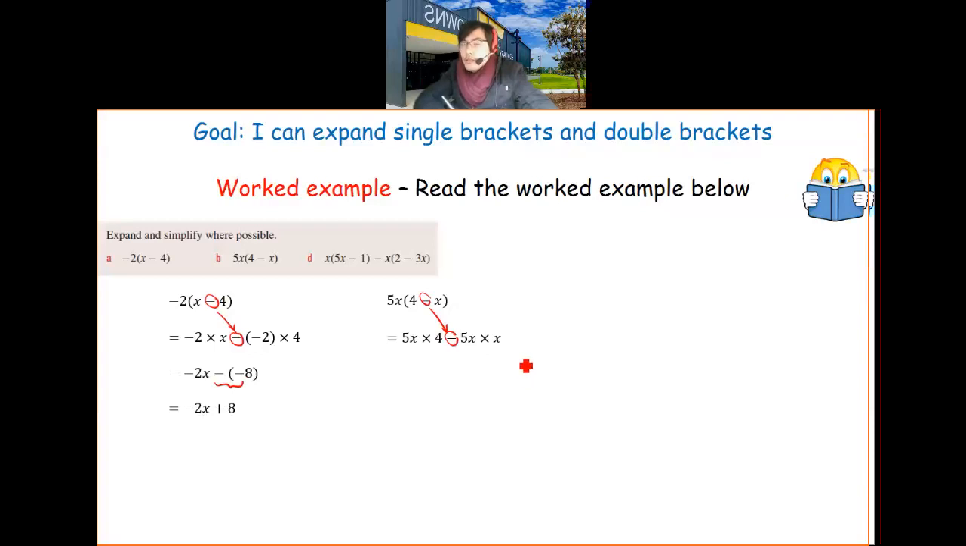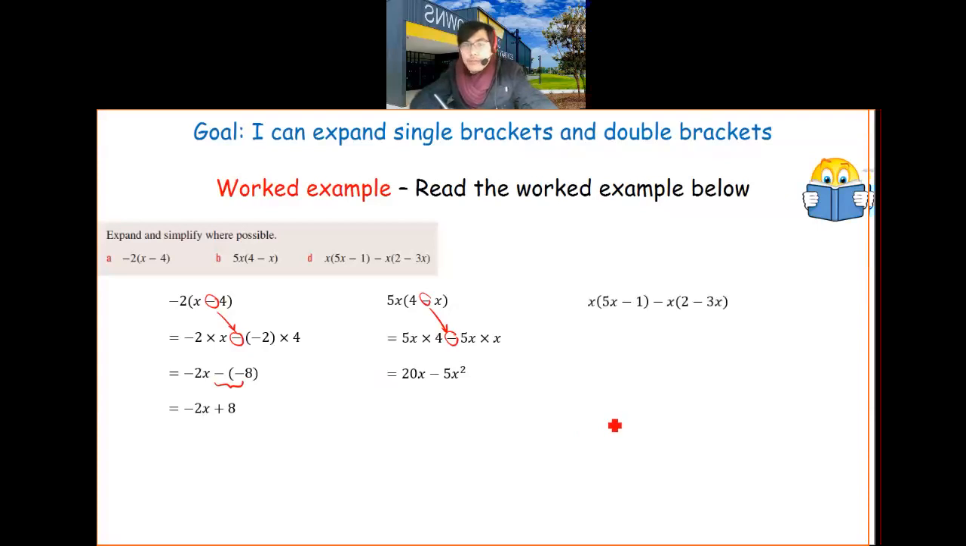Okay, so 5x times 4, that's going to give us 20x. Minus 5x times x. So here we've got x times x, that's x squared. So we have 5x squared. And we're going to stop here because these cannot be combined anymore. They're not like terms.